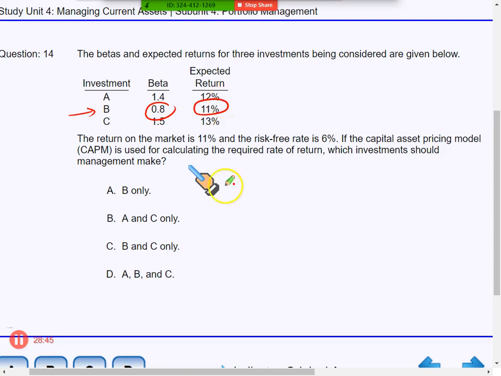Let us calculate ER for each of them separately. This is the expected return the firm wants, but what ER is expected from these projects can be calculated for each one separately. For A, the risk-free rate is 6%, beta is 1.4, and the risk premium is the difference between RM and RF, that is 5%. So I think I'll get a different answer, and it will confirm my hypothesis. 5 into 1.4 plus 6% is 13%.